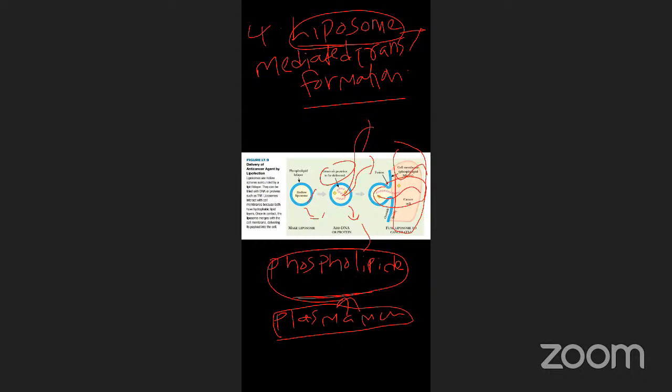So mediated and non-mediated are completed. Mediated has only one method, that is Agrobacterium Ti plasmid. Non-mediated methods are gene gun method, electroporation, microinjection, and liposome mediated transformation.